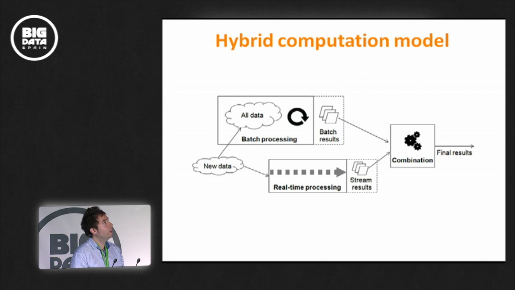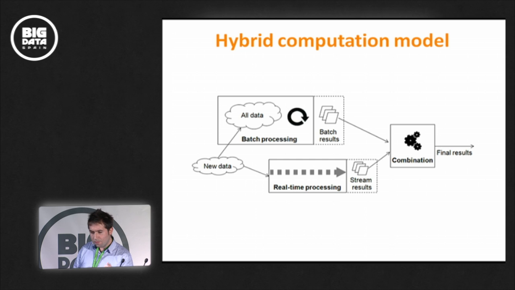This is a high-level architecture of the hybrid computation model. It is based on the Lambda architecture defined by Nathan Marz. And basically, this model defines three layers: batch, real-time, and combination. When new information arrives, the data is duplicated and goes to both the batch and real-time layers.